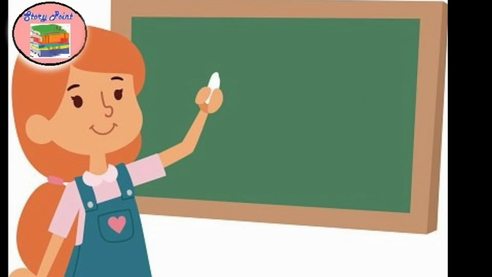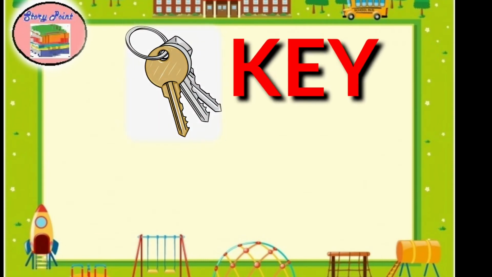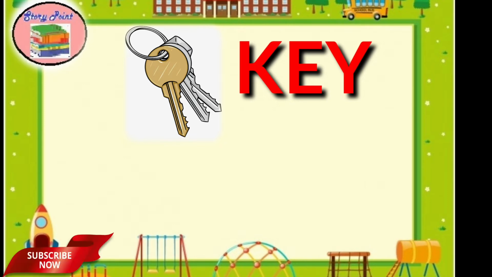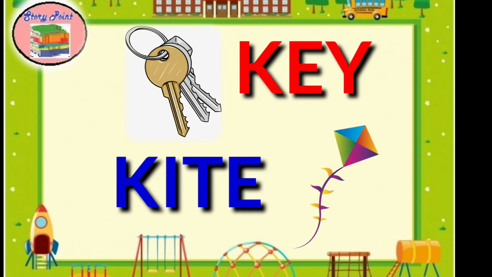K. Next alphabet is K. K for key. K-E-Y. Key. Next is K for kite. K-I-T-E. Kite.